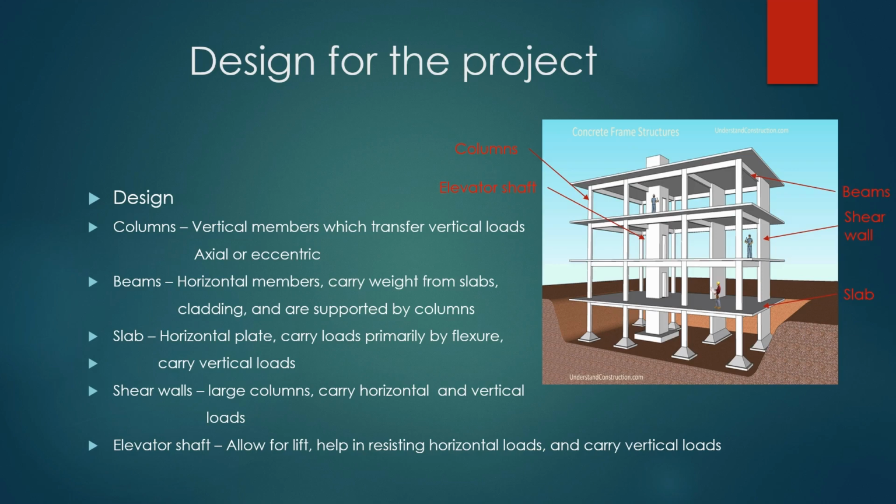Slab, a horizontal plate carrying loads primarily by flexure, carrying vertical loads. Shear walls, large columns that carry horizontal and vertical loads. Finally, there is an elevator shaft and stair core that allows for lift or stairs. This helps in resisting horizontal loads and carrying vertical loads.